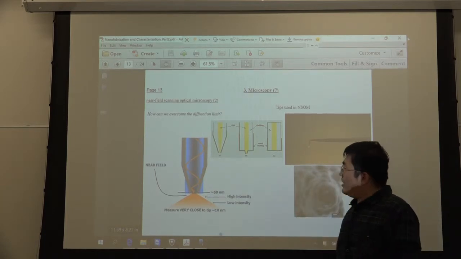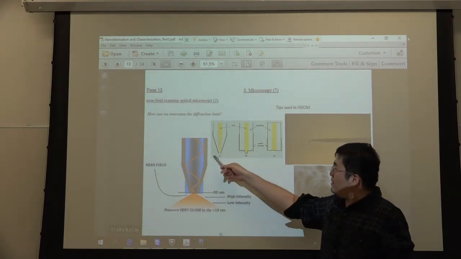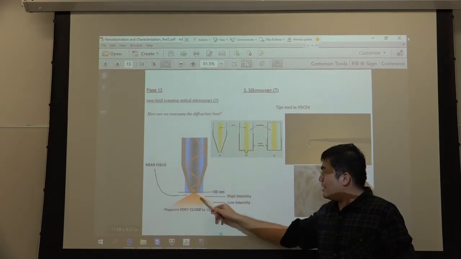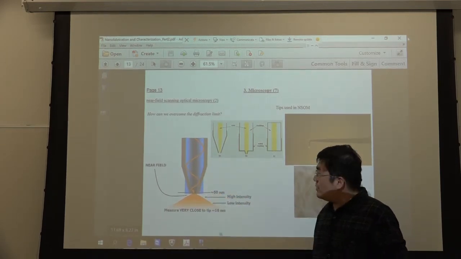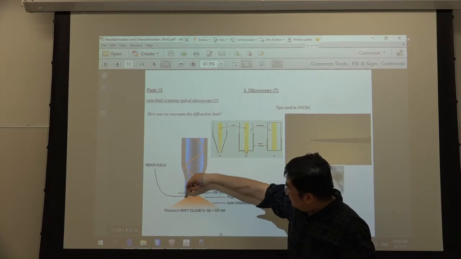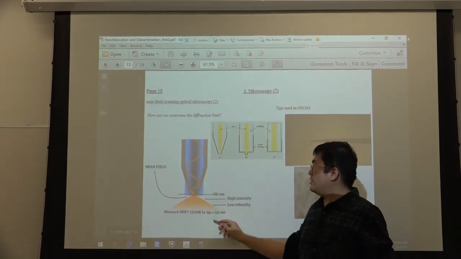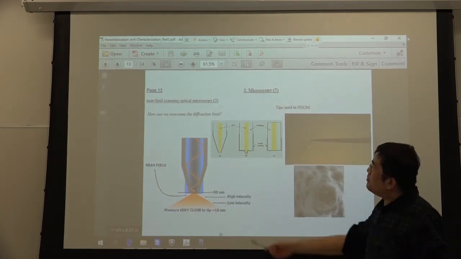Okay, so you can see here the tip produces an evanescent wave. They draw this picture. Here is very high intensity and there is a low intensity because the field will decay. So the near field should be around here, just 10 nanometers, very close to the tip. This is a tip.